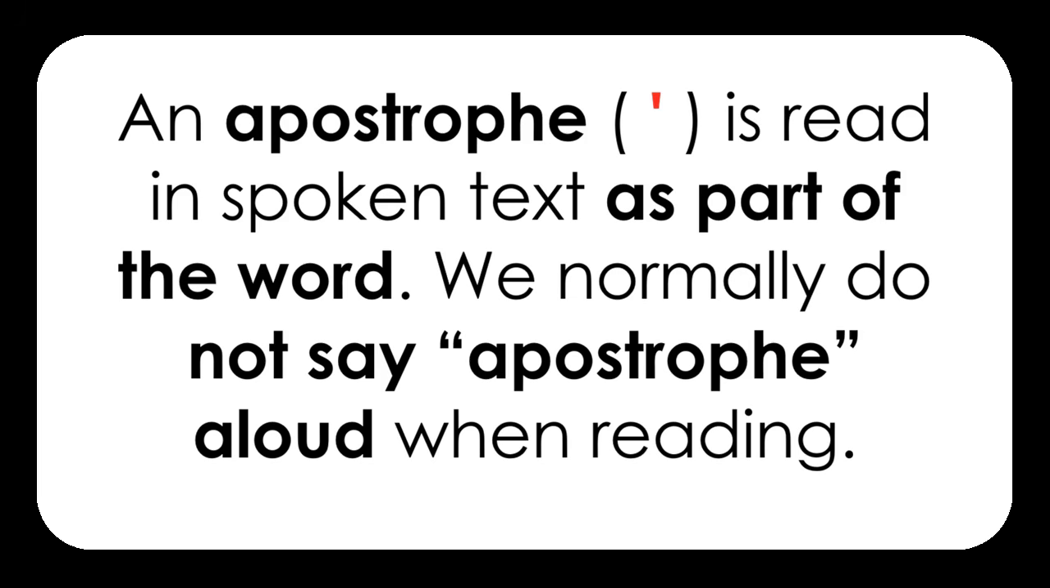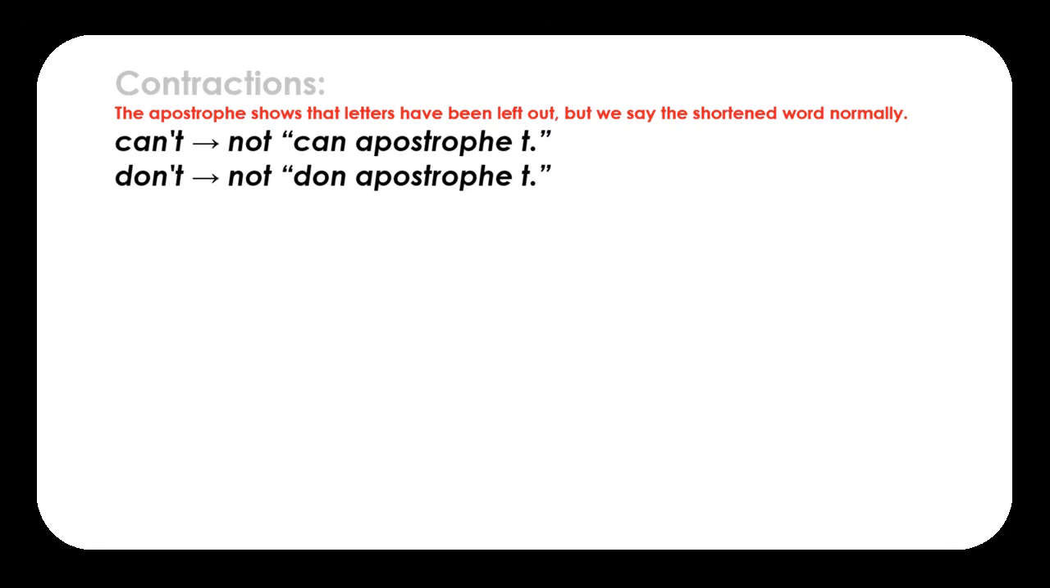An apostrophe is read in spoken text as part of the word. We normally do not say apostrophe aloud when reading. When used in contractions, the apostrophe shows that letters have been left out, but the reader says the shortened word as a single, natural word. For example, can't, we do not say, can, apostrophe, t. We say can't, and, don't, we do not say, don, apostrophe, t.